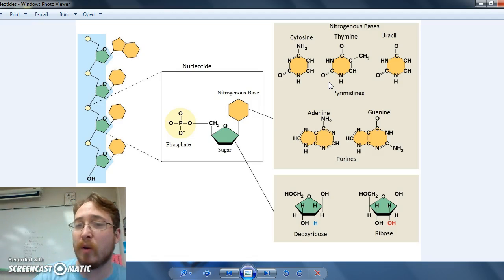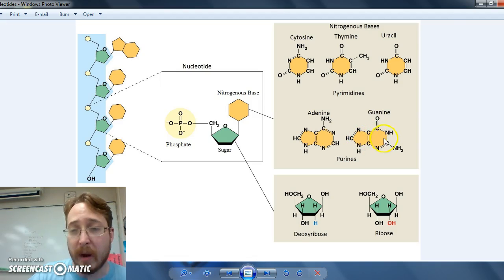What you need to know about the nitrogenous bases are that they come in two flavors, the purines and the pyrimidines. The purines are double-ringed molecules made of carbon, nitrogen, and a little bit of oxygen. And the pyrimidines are single-ringed molecules made of carbon, nitrogen, and a little bit of oxygen.